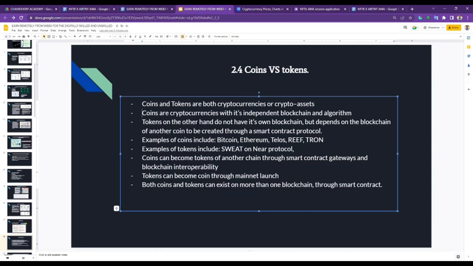And coins like Bitcoin, Ethereum, Telos, all these guys, they are available on other chains. Telos is available on Binance Smart Chain, Ethereum's blockchain, and many others. Bitcoin is available on the Ethereum blockchain, Telos blockchain, Matic, Polygon, and so on. All these chains that have infrastructure for tokens and smart contracts to be deployed make it easy for coins to become tokens on their own chain.